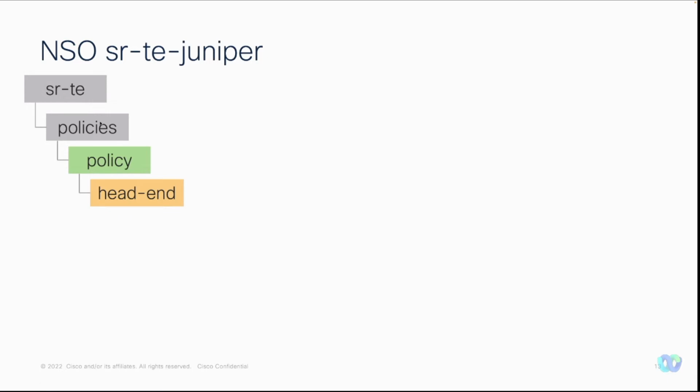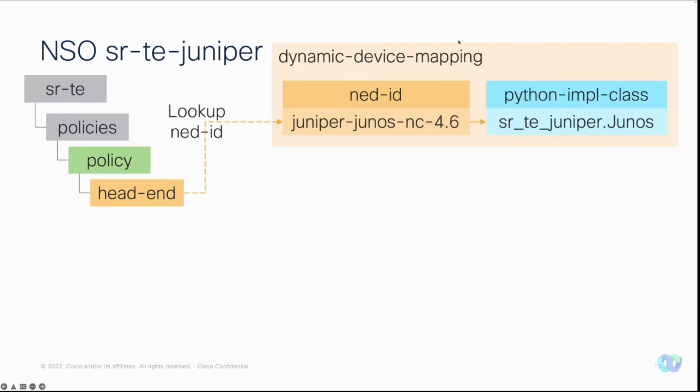The way it works is when you configure a policy, the core SRTE package will use this dynamic device mapping to look up the NED ID of where you're configuring the policy, and it will look for the class that has the logic on how to implement it. To add the Juniper support, we had to create an entry to say that when you're using the Juniper NED, call this class. And then we had to implement that class.